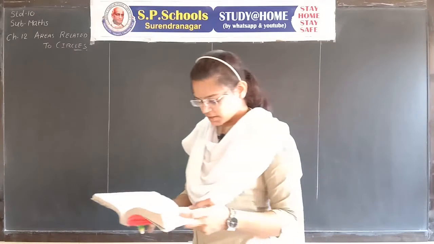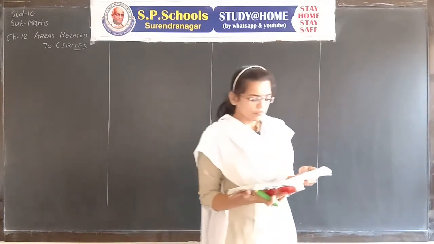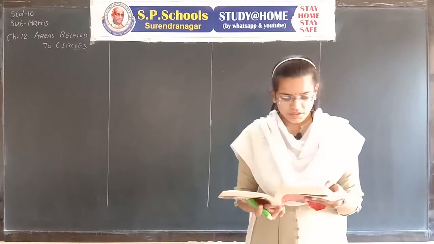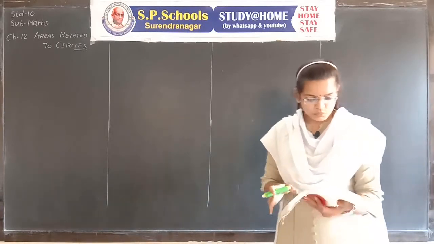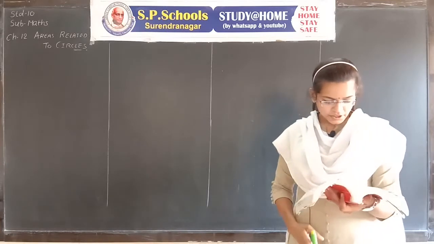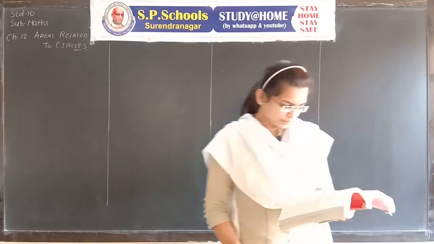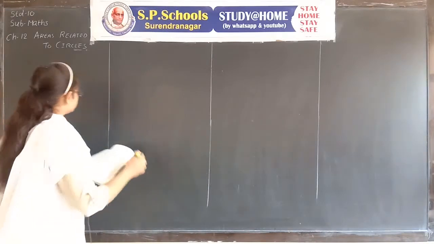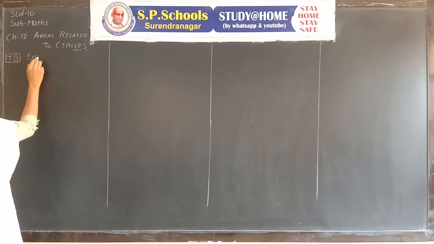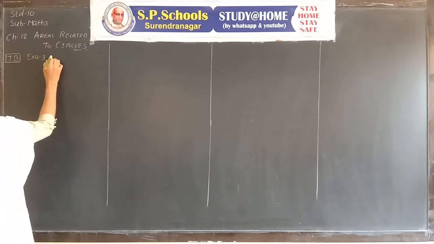Hello students, in the last session from the textbook chapter number 12, Areas Related to Circles, example number 2 was completed. Now we see the next example, number 3, from the textbook. See the question on your page number 228.